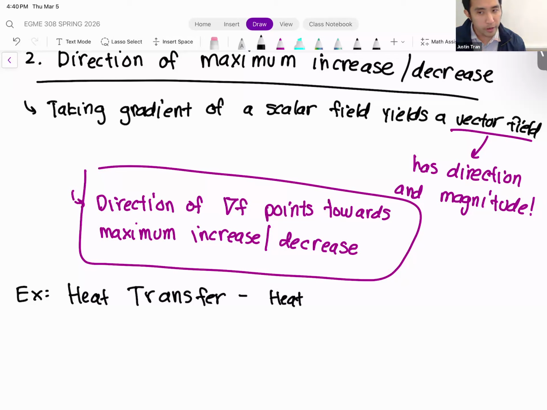Heat energy will always do the same thing. Heat will always go from hot stuff to cold stuff.